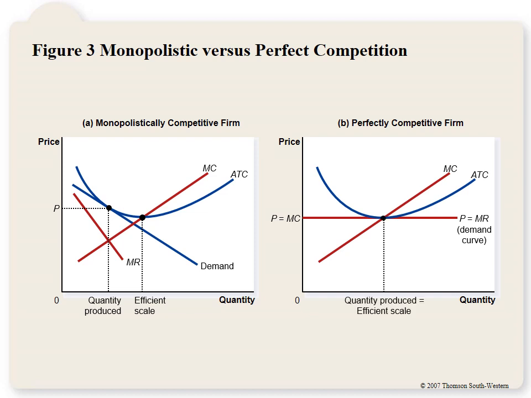And notice that the quantity that is produced is equal to the efficient scale. It's equal to the efficient scale. Look at the difference between those two graphs. Remember those, all right? Look at those.